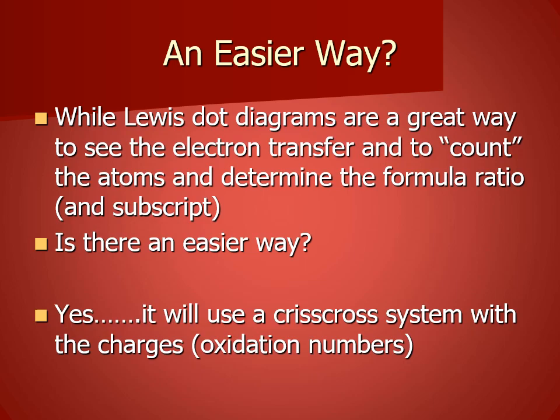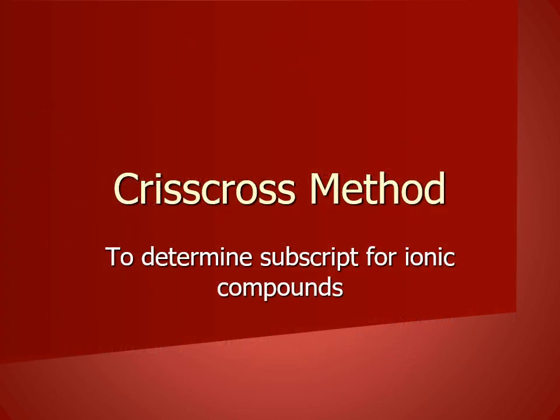Okay, now, while Lewis dot diagrams are a great way to see this electron transfer and to count the atoms and determine the formula's ratio, therefore the subscript, is there an easier way? Oh, yes, there is. We will use what is called a crisscross system. It doesn't have a fancier term than that, just the crisscross system, in order to use the charges, crisscross them to create these subscripts. Let's see how that works.